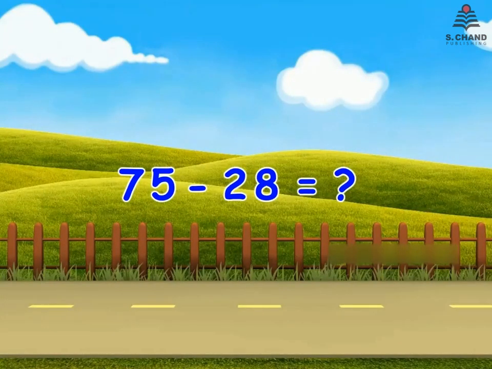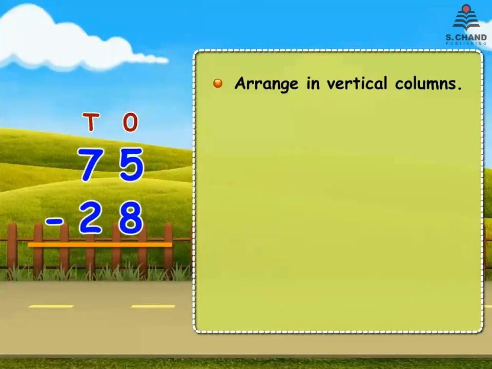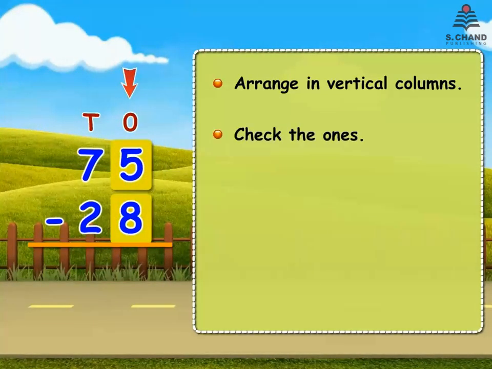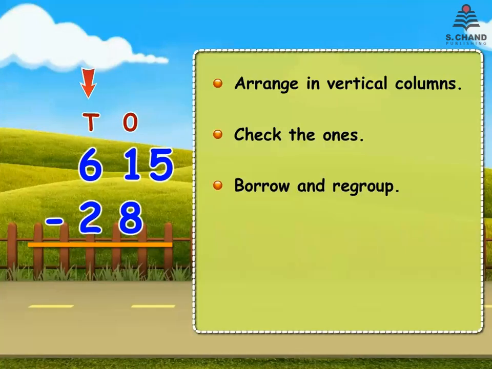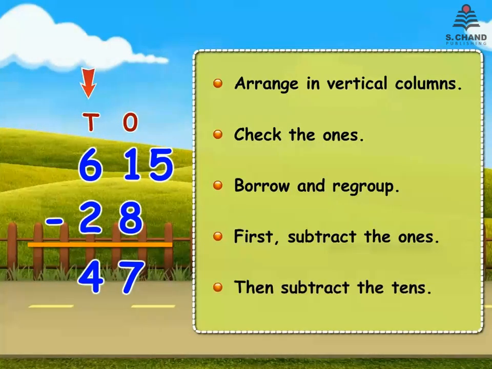Remember, when subtracting two-digit numbers, place values of the digits become very important. So, arrange the numbers in vertical columns. Start by subtracting the ones. Check if you need to borrow. If yes, then regroup 1 ten into 10 ones and move them to the ones. Next, subtract the ones and then the tens.